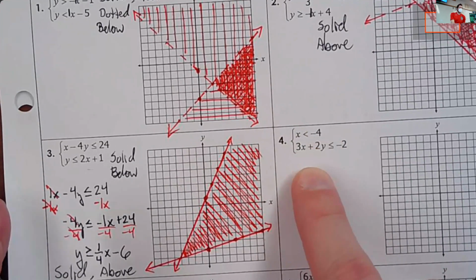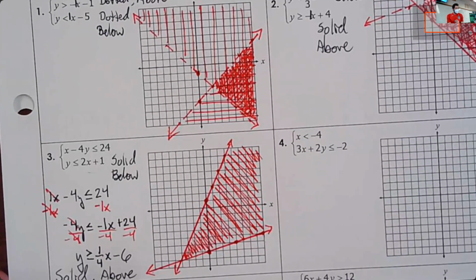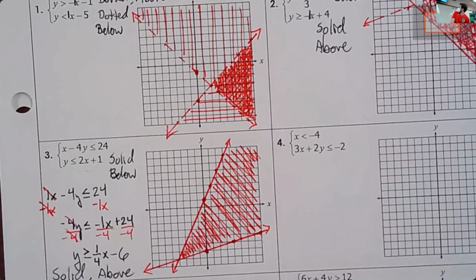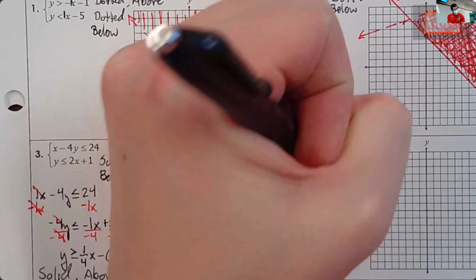The second inequality, we do have to get y by itself. So getting y by itself on that second inequality on number 4, we have to subtract 3x from both sides first. So minus 3x, minus 3x.